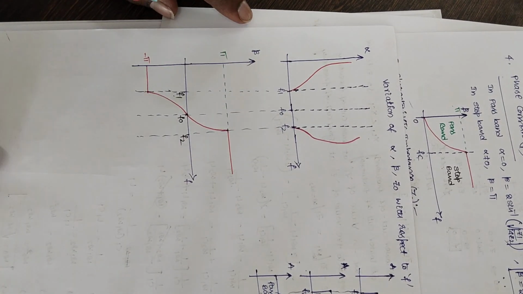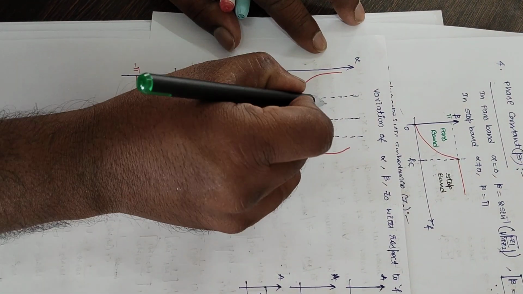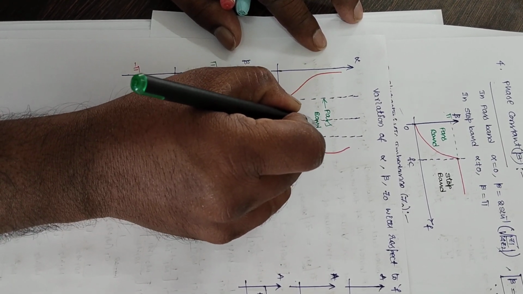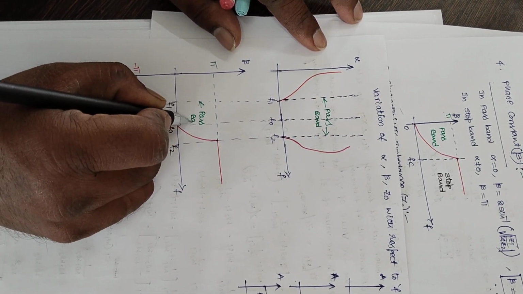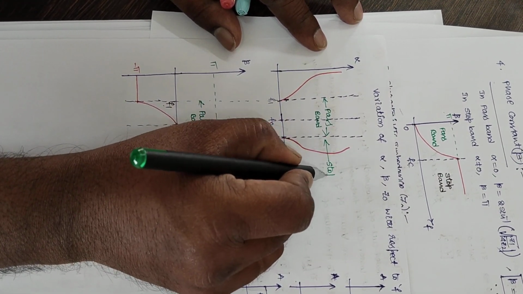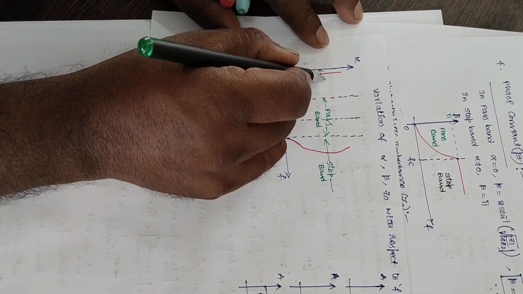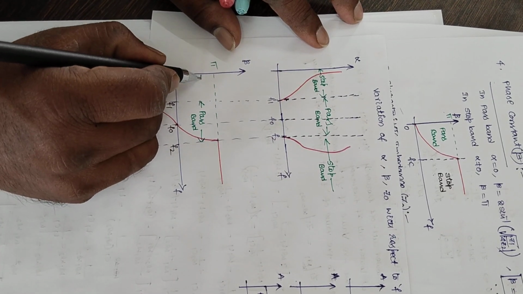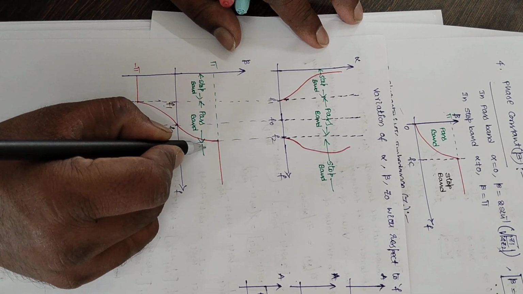So this is the variation of alpha and beta with respect to frequency, and we know that this is the pass band. Here also it is the pass band. These are the stop bands. It is stop band. This is stop band. Same thing here also, it is stop band.